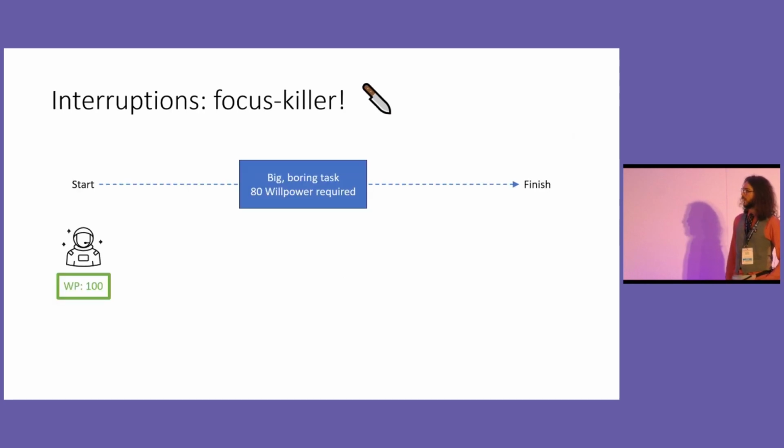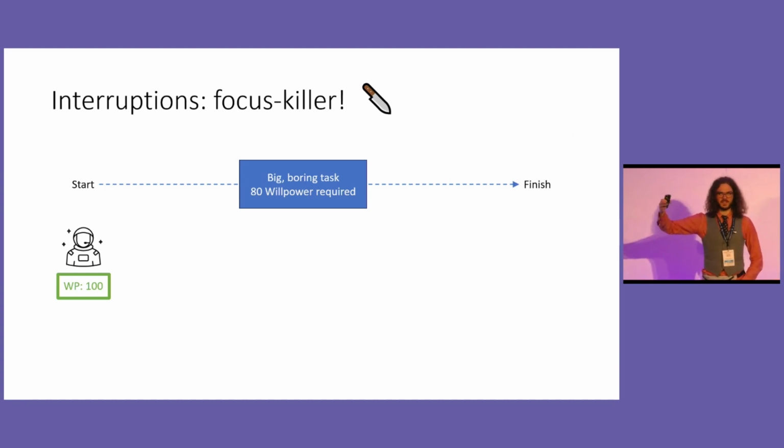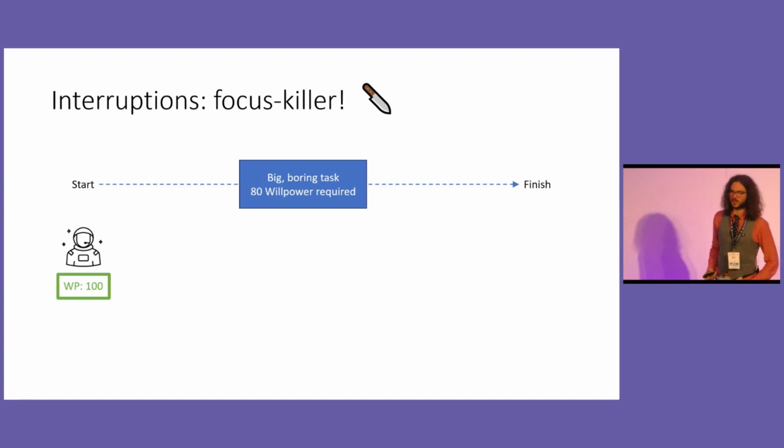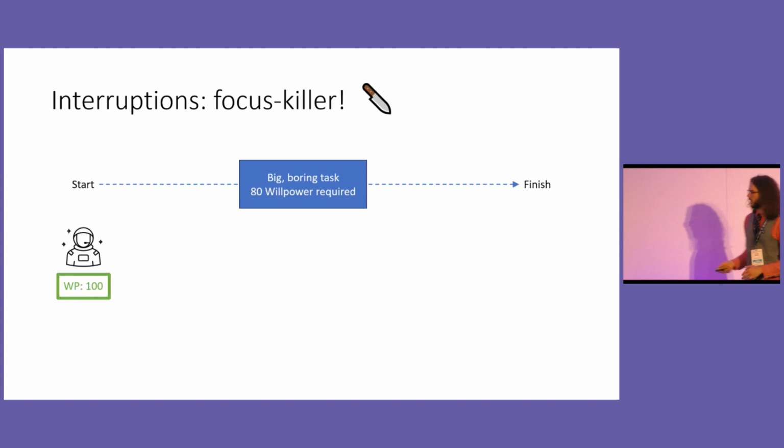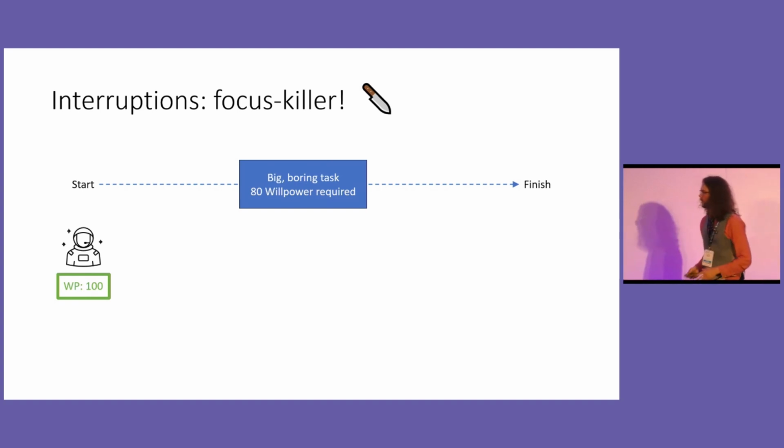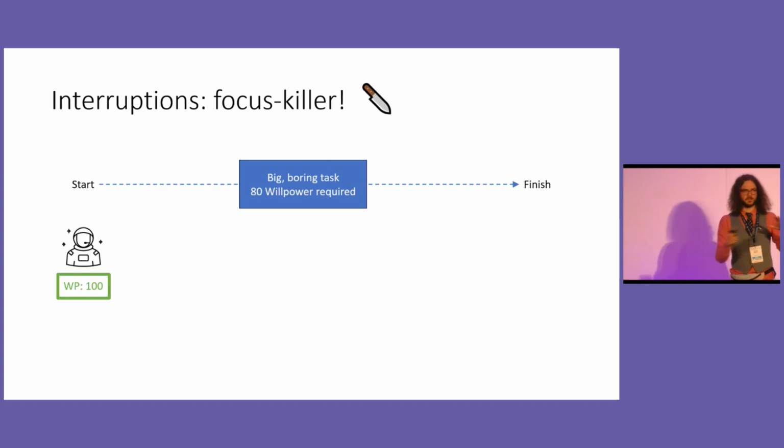And the last brick before I get into my task model is interruptions. Any of you know that interruptions are bad for productivity, right? The science is pretty clear on this. But let's look at an example from a fictitious workday where you have a big boring task, you need 80 willpower to do it, and you start your day with 100.